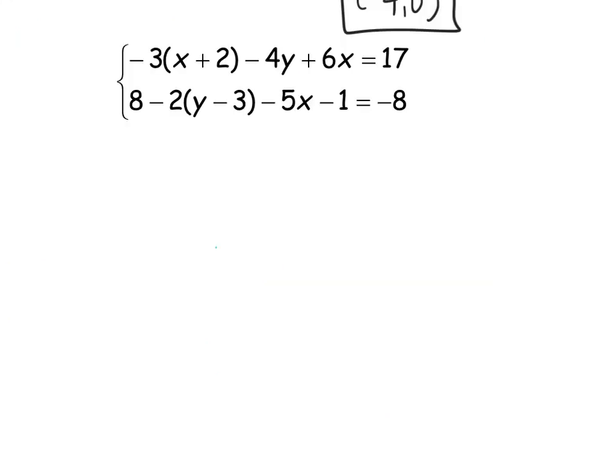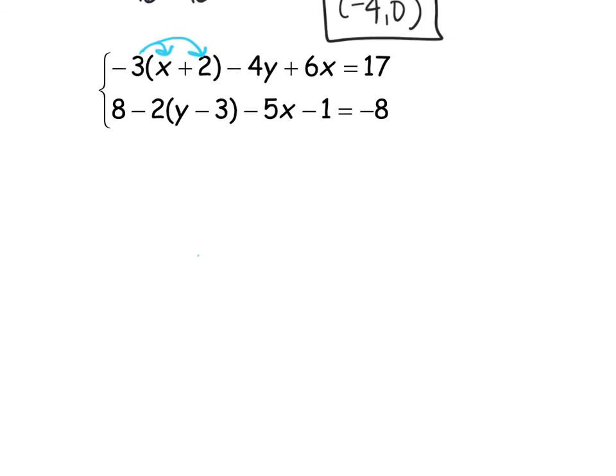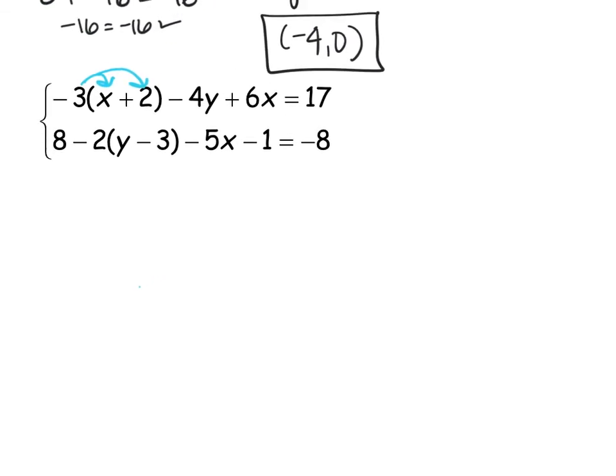Okay, this last example that we're going to solve algebraically has a lot of cleaning up to do in both the first equation and the second equation. So the first thing we're going to do is get the equation so that the x's are combined, the y's are combined, and it looks a lot cleaner. So in the first equation, we are distributing this negative 3 to both of those parentheses. That becomes negative 3x minus 6, and then we still have the minus 4y plus 6x is equal to 17.